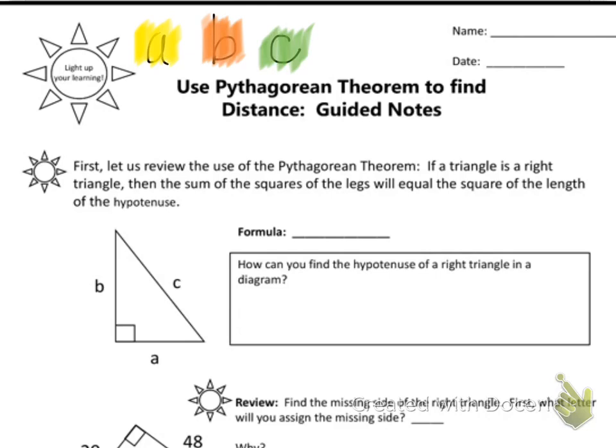Alright, so it says, first let us review the use of the Pythagorean Theorem. If a triangle is a right triangle, then the sum of the squares of the legs will equal the square of the length of the hypotenuse. So the formula: a squared plus b squared equals c squared.